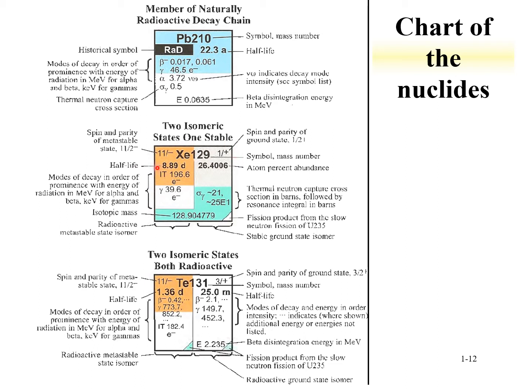So this is a metastable state, ground state, spin and parity, half-life, decay modes, ground state, spin and parity. This is stable, so this is the atomic abundance. And then two isomeric states that are both radioactive, so tellurium-131. The metastable state, spin and parity, 11 halves minus. Ground state, 3 halves plus. The half-life of each state, and then the other data as we discussed.